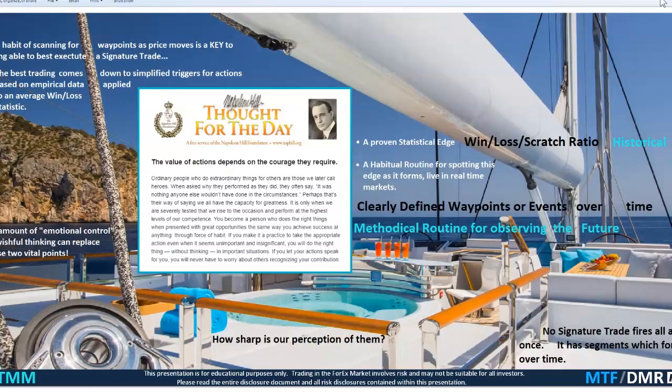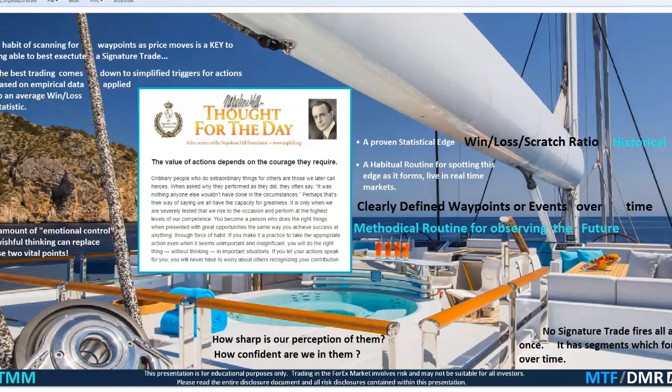So it's all these lifestyle questions you need to ask yourself, and you can't have that until you actually have the data in front of you. All right, so how sharp is our perception of these methodical waypoints that play out as our signature trade is setting up in real time? How sharp is our perception of these setups? How confident are we in them?